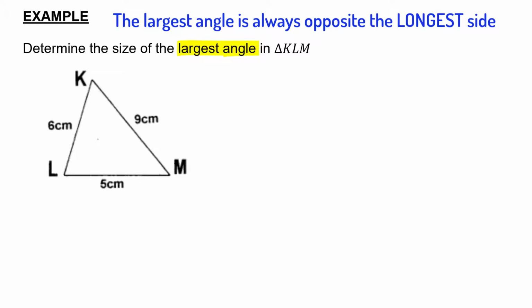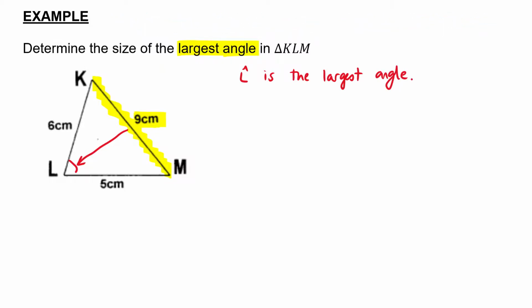So looking at this triangle over here, it's clear to see that the side KM that I've highlighted in yellow, which is 9 centimeters long, is the longest side. And the angle opposite that would be angle L. So that tells us already that angle L is the largest angle, and that's what we're going to be looking to solve for in this triangle.